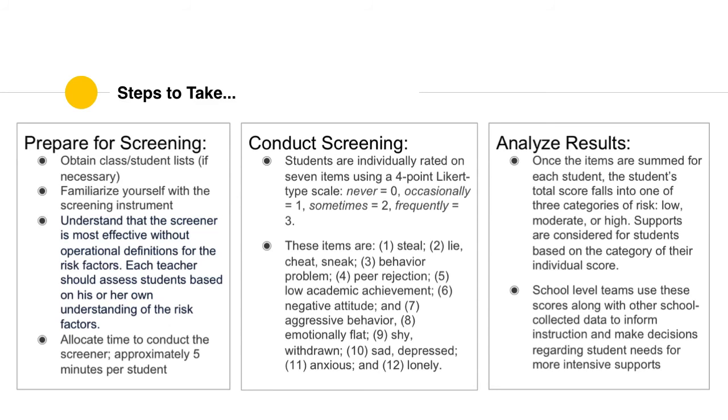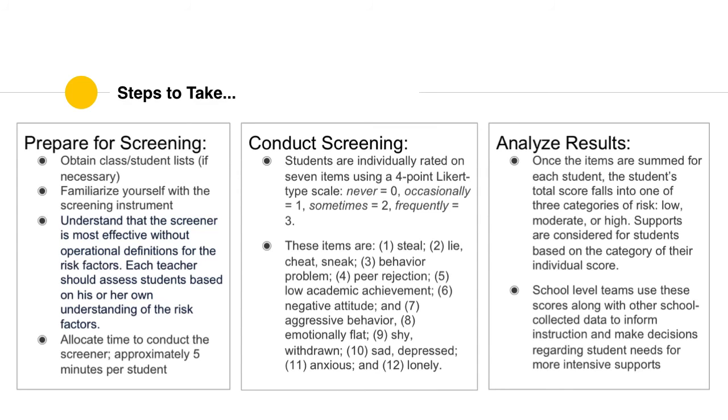Once the items are summed for each student, the student's total score will fall into one of 3 categories: low, moderate, or high risk. A score of moderate or high risk does not necessarily dictate a specific follow-up action or intervention. What a yellow or red flag does is prompt teams to have further dialogue, ask questions, and obtain more information in support of the student.